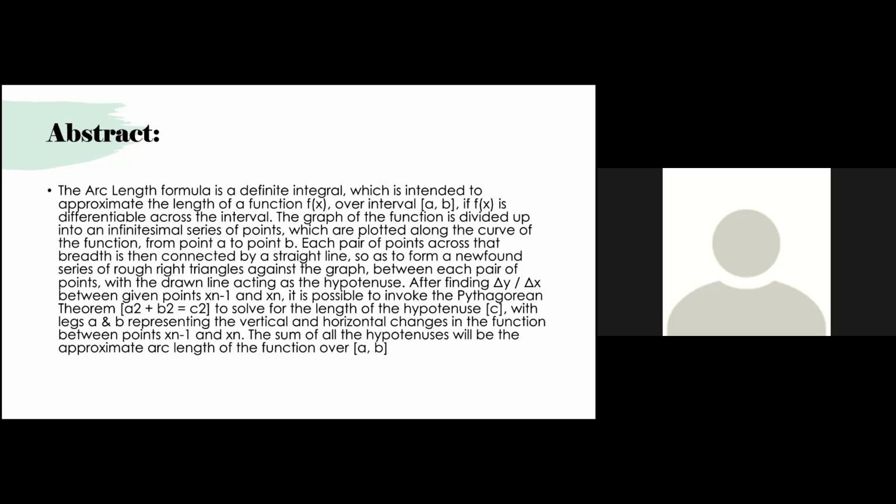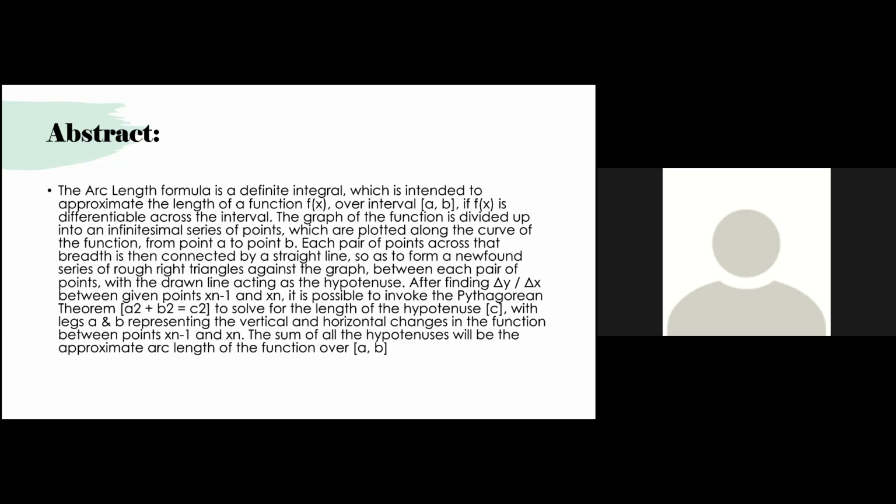And then each pair of points across that breadth is connected by a straight line, which forms a series of right triangles against the graph. Between each pair of points, the drawn line acts as a hypotenuse, and the legs are the change in y and the change in x.